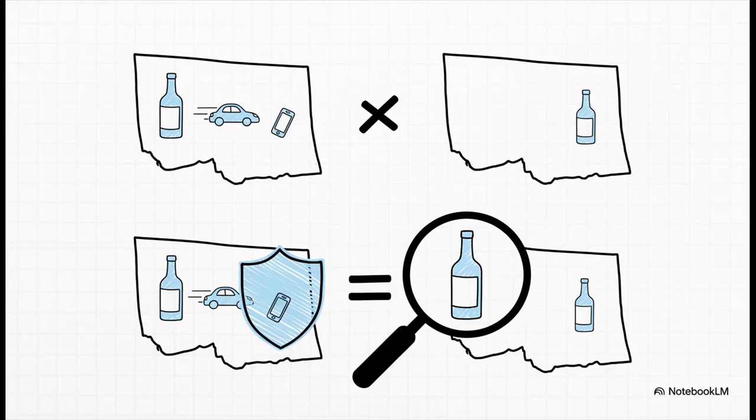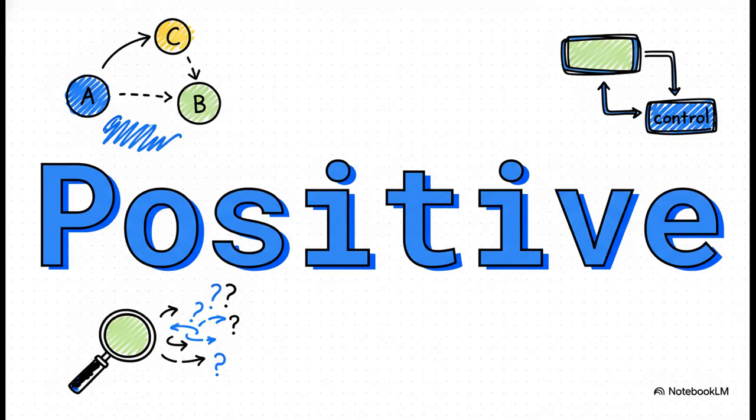And this is exactly why we can't just compare a state with high alcohol involvement to one with low involvement. The first state might also have way higher speed limits or more distracted drivers. To find the real truth, we absolutely have to statistically control for these confounders to isolate the direct impact of alcohol. And when we do that, the result is crystal clear. And frankly, it's not surprising. The causal effect is strongly positive.